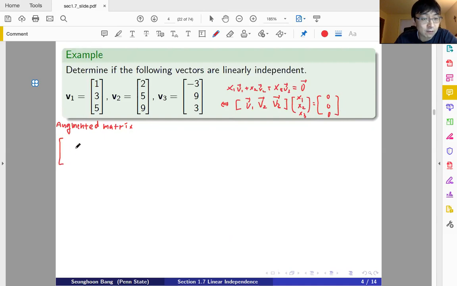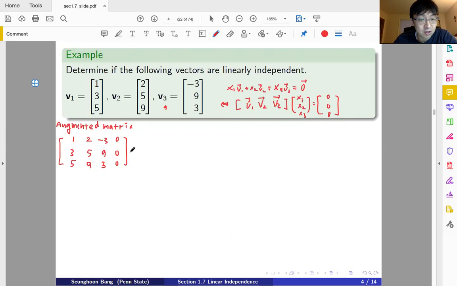We have the first column, vector V1: 1, 3, 5. The second column, vector V2: 2, 5, 9. The third column, vector V3: negative 3, 9, 3. And for this homogeneous equation, we have 0, 0, 0. So you can check whether we have a free variable.